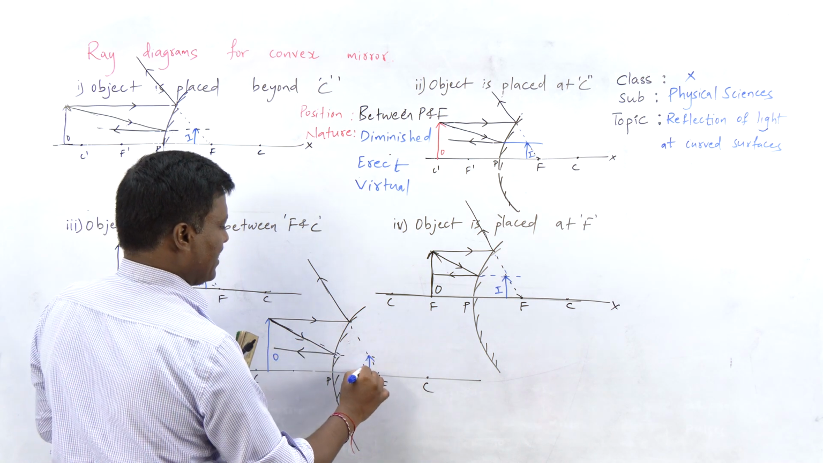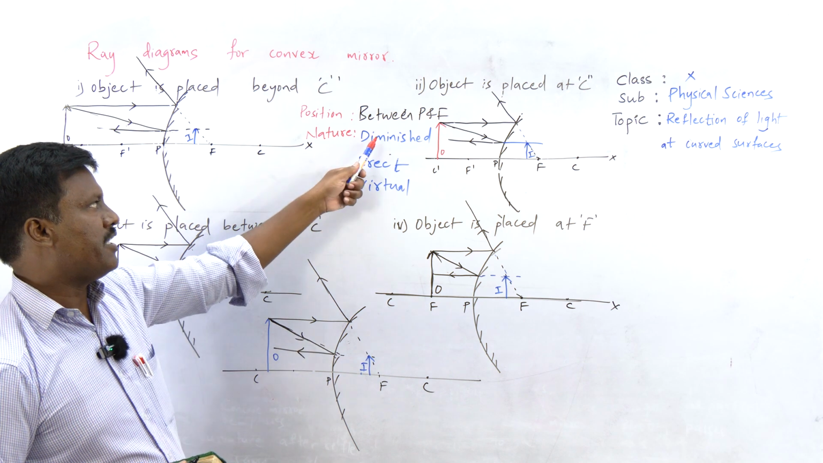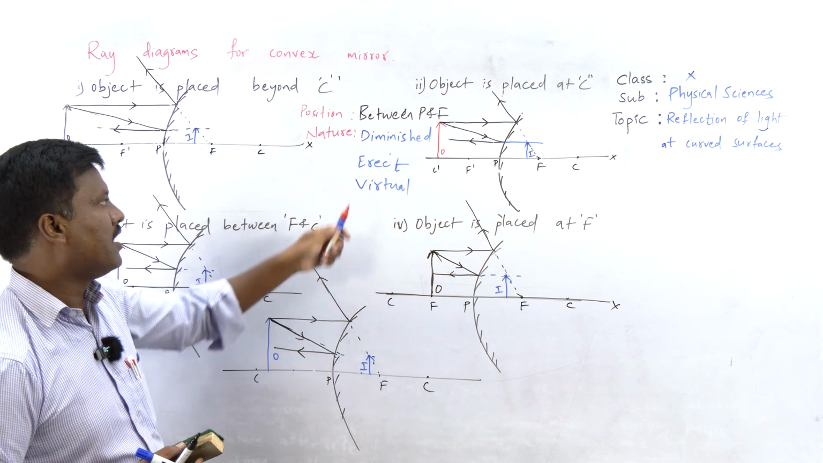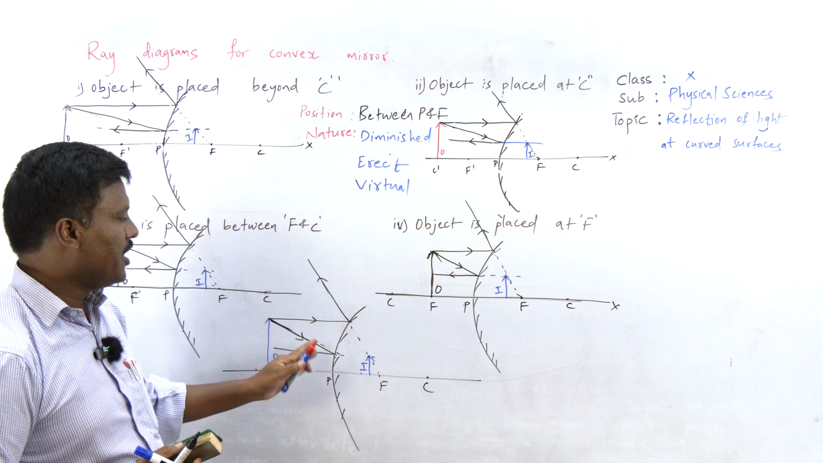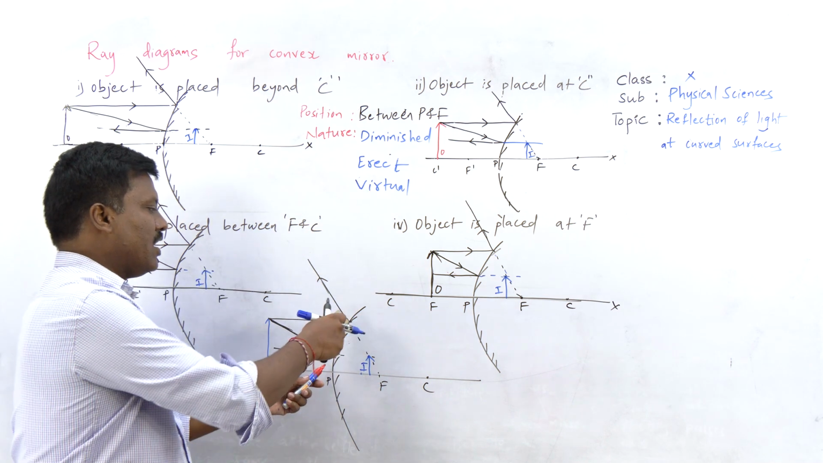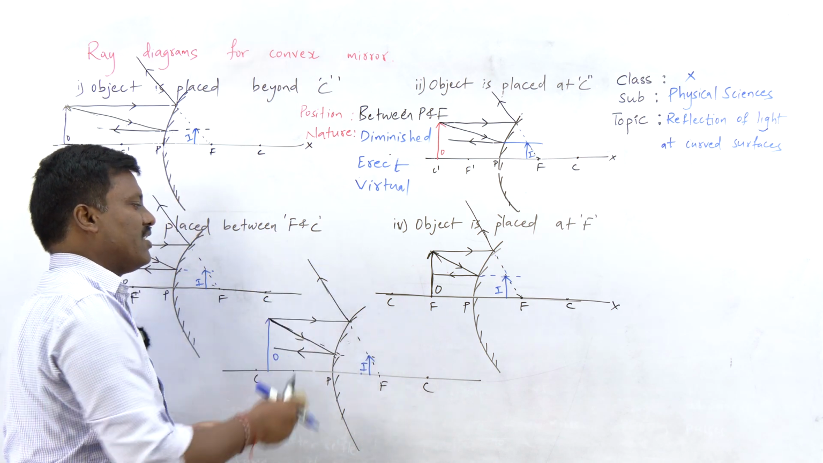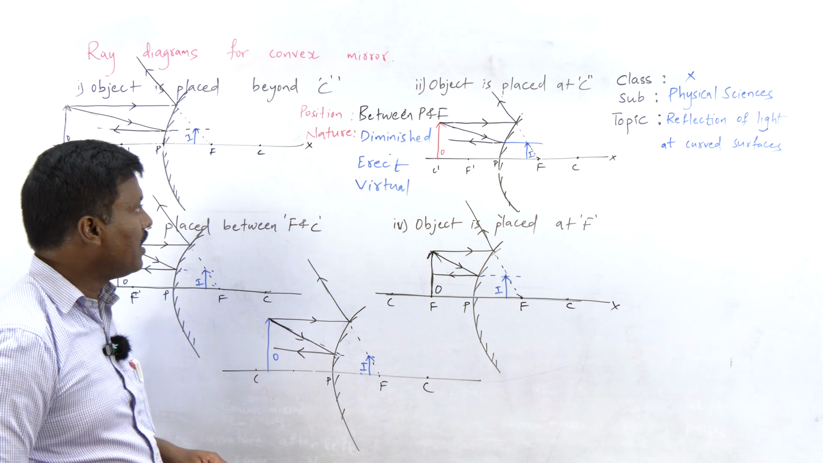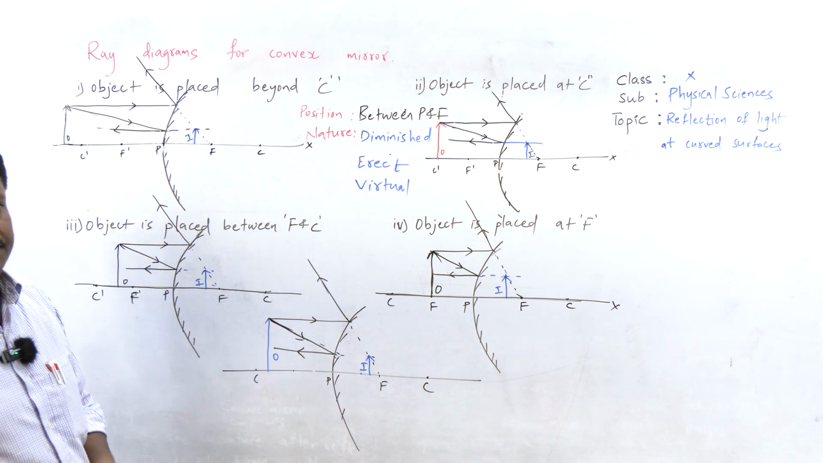So what are the characteristics of this image? This image is diminished, because compared to the size of the object, the image is smaller. Erect, because it is formed above the principal axis. Virtual, because this image is formed due to the extrapolation of these diverging light rays after reflection. The image is formed behind the mirror. Okay, so please note down this one ray diagram for understanding.